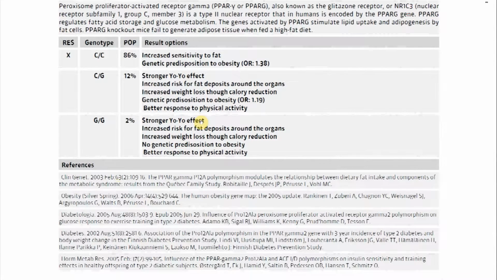meaning you have a 1.38 fold higher likelihood of developing obesity than if you had the GG type. So it's 38% higher, more or less. And you see the different types. CG, 12% of the population, a stronger yo-yo effect, the rebound effect once you've lost weight, increased risk for fat deposits around the organs, increased weight loss through calorie reduction, so eating less and so on.